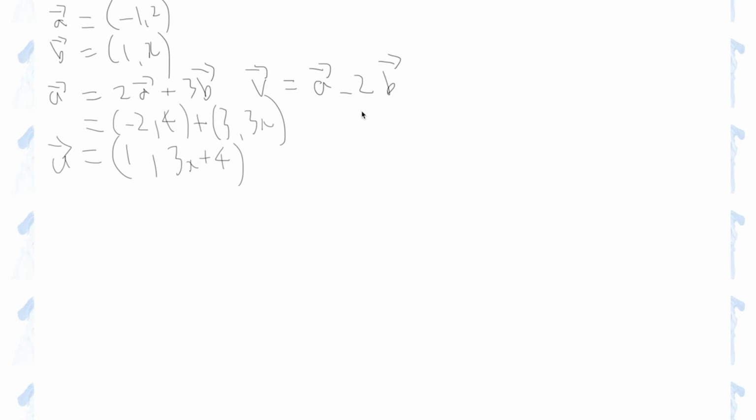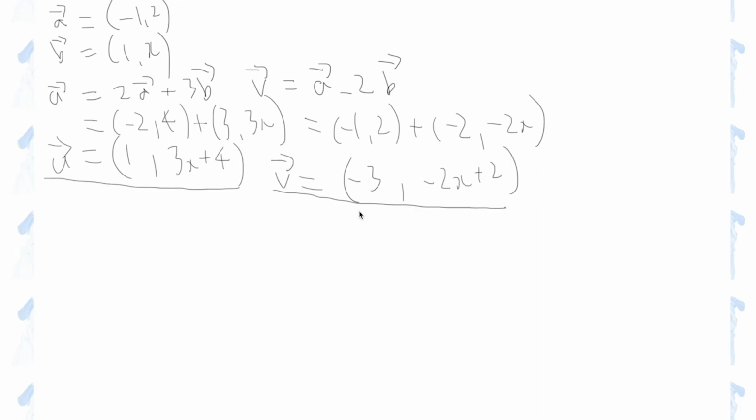Let's move on to vector v. Vector a remains the same, plus minus 2 times 1, minus 2 times x. Minus 1 plus minus 2 minus 3, 2 plus minus 2x plus 2.